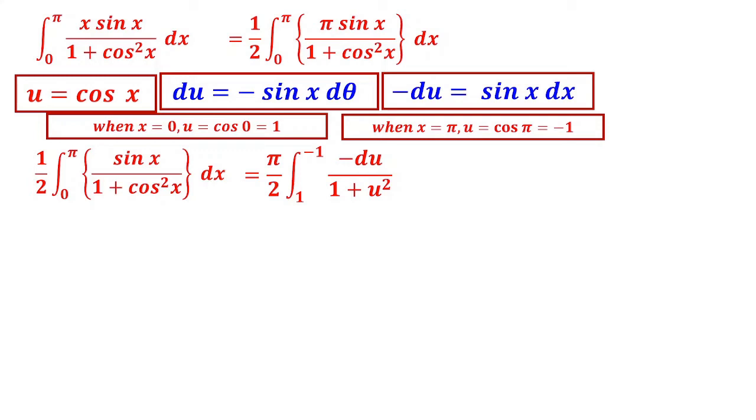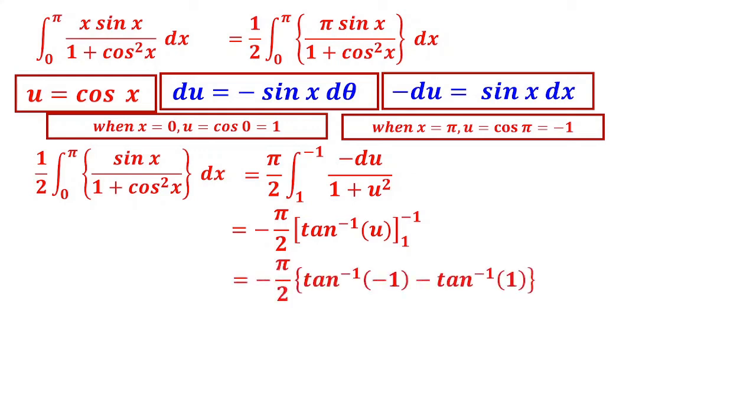So, lower limit is 1, upper limit is minus 1. Therefore, 1 to minus 1. Sin x dx is nothing but minus du. 1 plus cos square x is nothing but 1 plus u square. What is the formula for it? It is tan inverse u from 1 to minus 1.